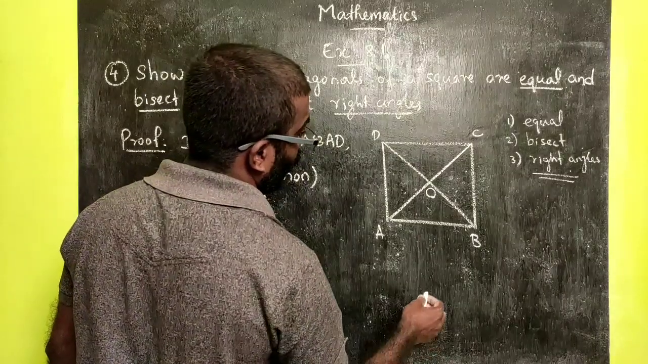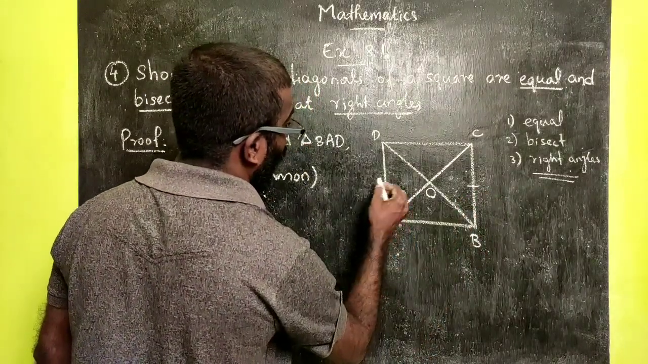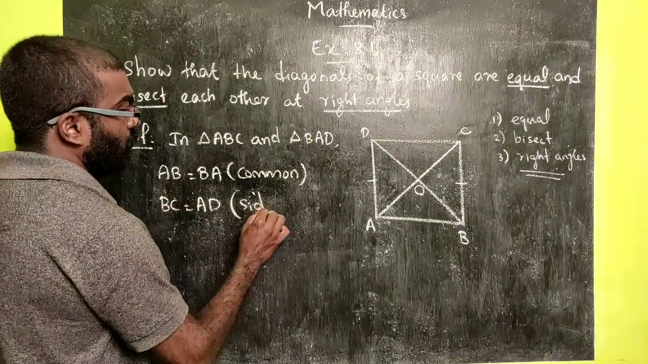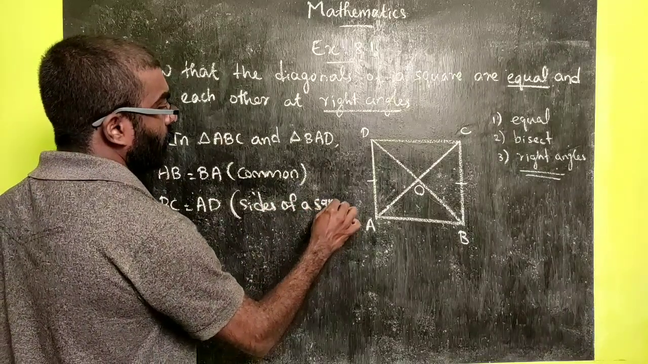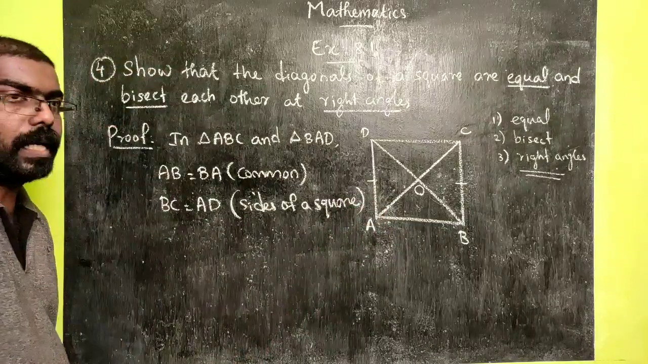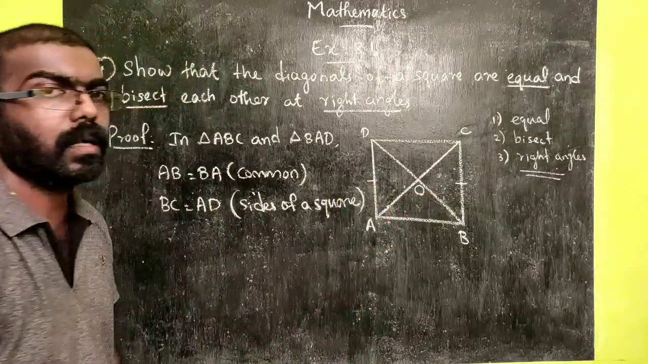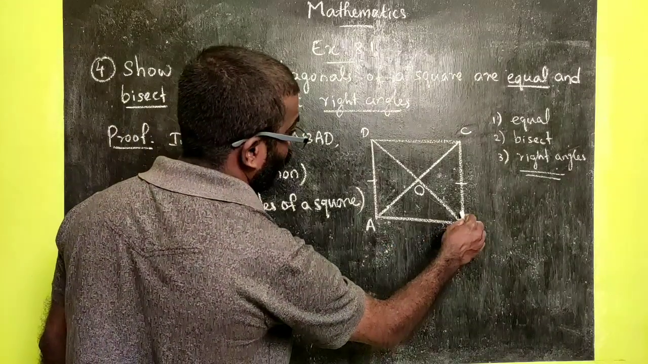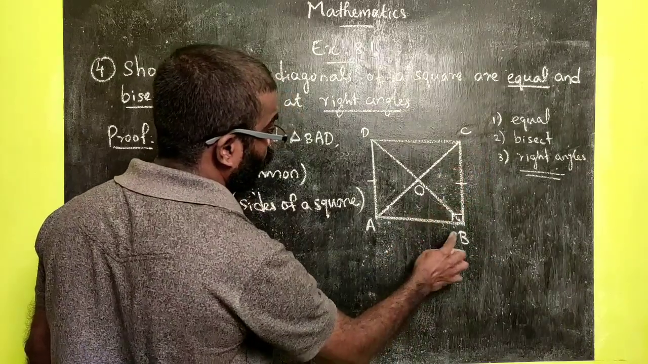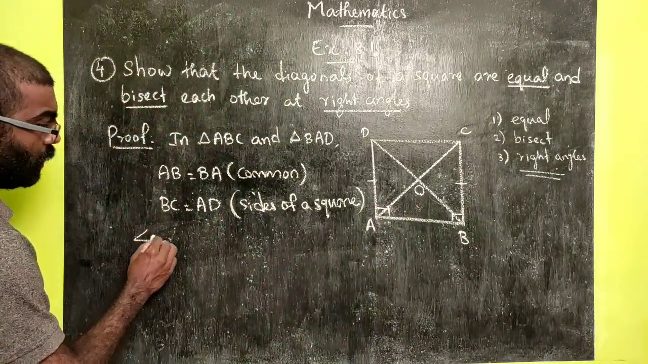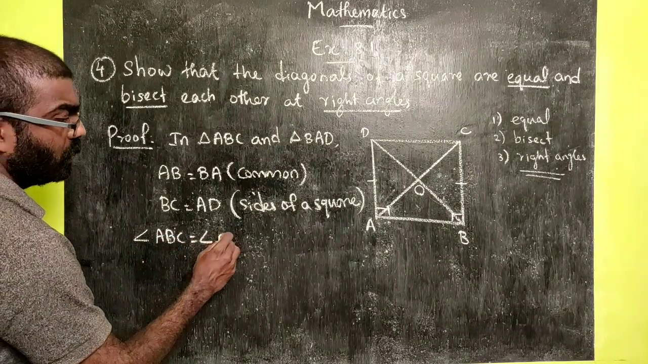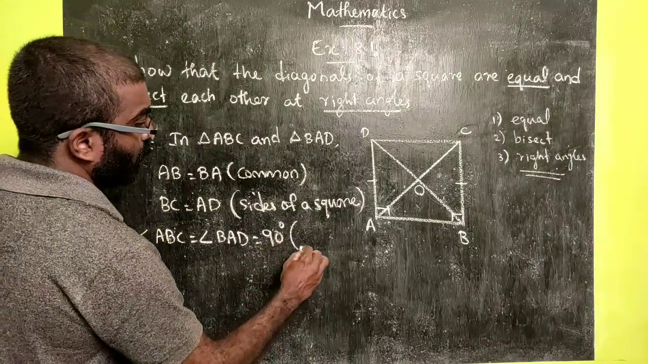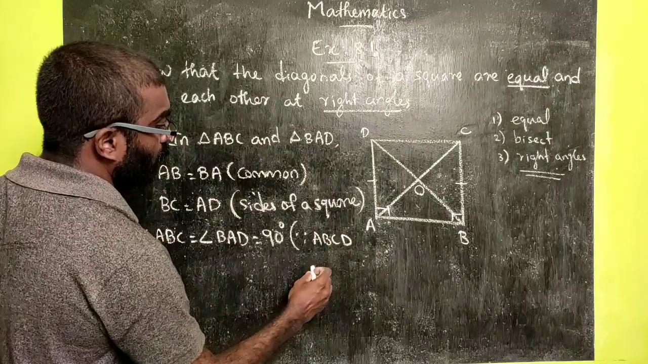Then next one is BC equal to AD, sides of a square. We know all the 4 sides of a square are equal, so BC and AD are equal. Also each angle of a square is equal to 90 degrees. So here angle ABC equal to angle BAD, both 90 degree, since ABCD is a square.